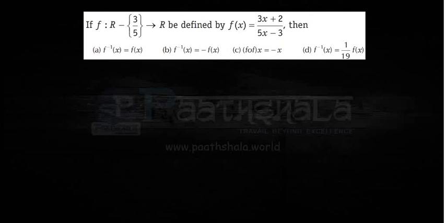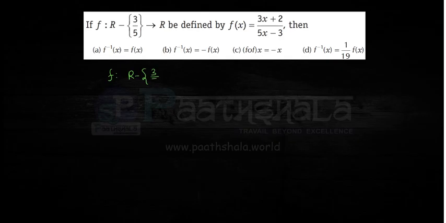Let's look at the question. We have a function defined as f from R excluding 3/5 to R by f(x) = (3x + 2)/(5x - 3). We need to determine the correct option regarding the inverse of this function or any properties related to it.